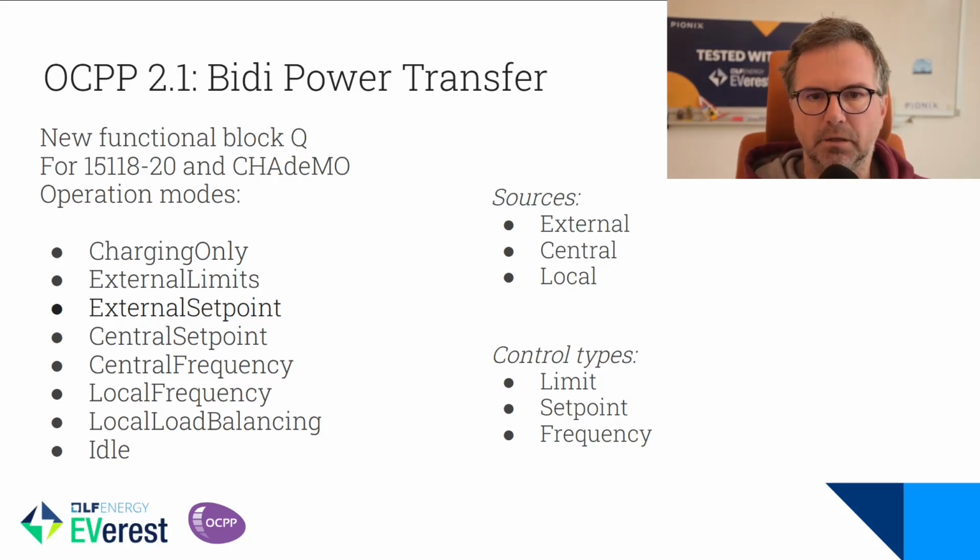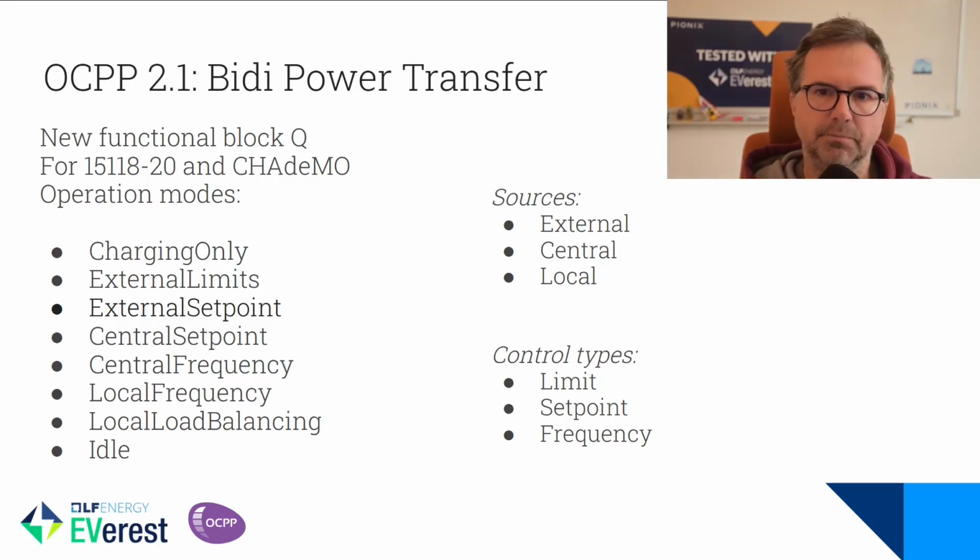I expect a lot to happen. Local load balancing, where you're just balancing between the two, or you do a lot of central set point. It's just a CPMS telling the charge station what it needs to do. Or you have a bigger site, there's an external input coming in, then you do the external set point. The external limit, not that valuable.